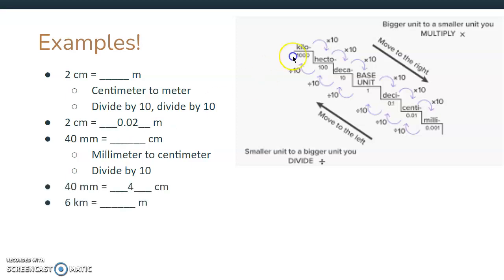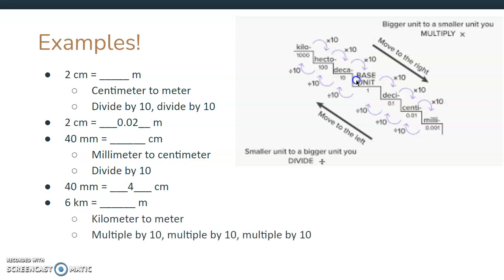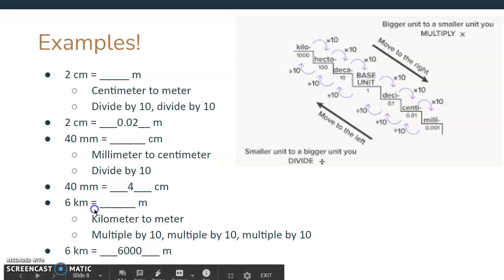One more example. Now we're going to start at the top. We're going to start with kilometer and go down to the middle, our base unit of meters. So kilometers to meters, we're going to multiply by 10, multiply by 10, multiply by 10. So we would do 1, 2, 3 steps, and that would end up being 6,000 meters.